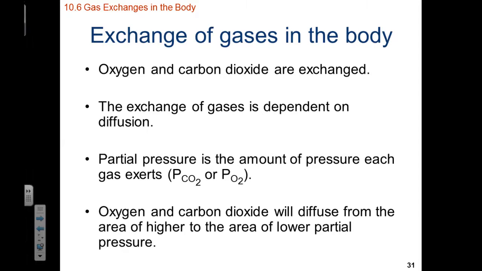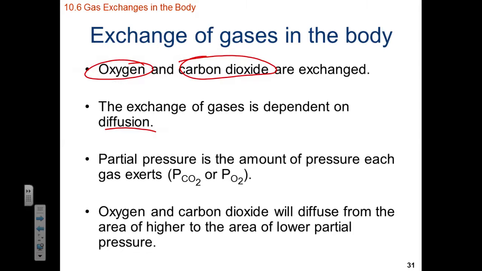As we are breathing in and out, within the alveoli of the lungs and at the tissues of the body, we're going to have gas exchange. Oxygen and carbon dioxide gases are going to be exchanged. In the lungs, we put oxygen in the blood, and then at the tissues of the body, we pull oxygen out of the blood. This exchange of the gases is going to be highly dependent on diffusion, which is the movement of a chemical from an area of high concentration to an area of low concentration.